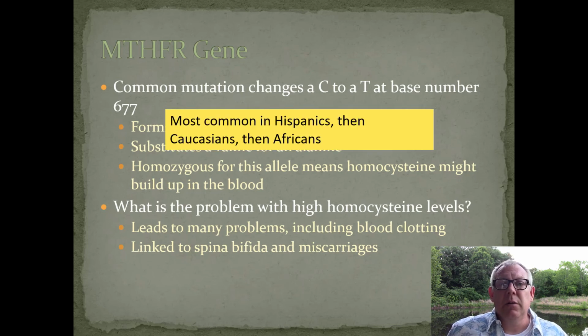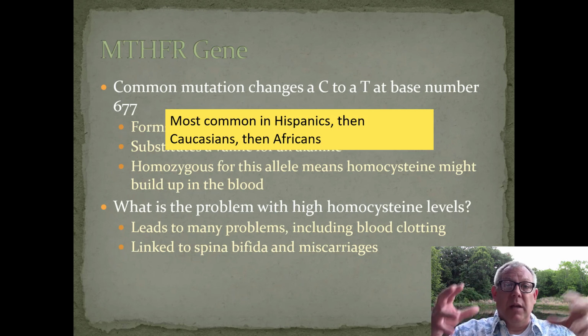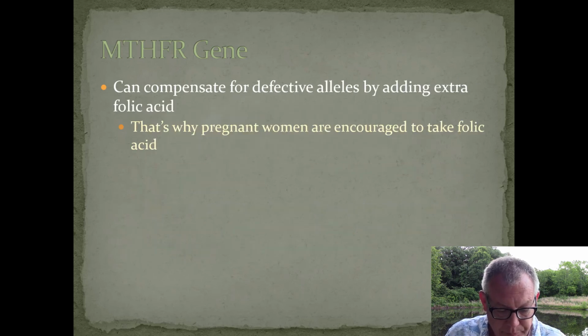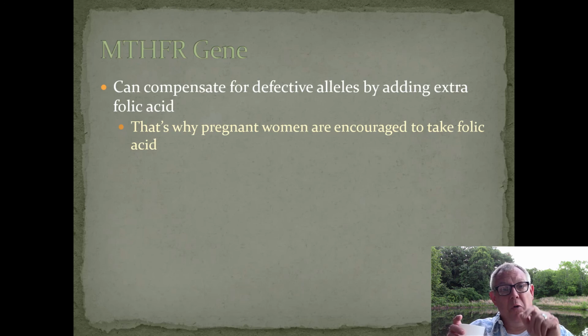So this allele is most common in Hispanics, next most common in Caucasians, and then Africans here in the United States, I think. So again, you'll see these genetic disorders. We know that certain groups tend to get more genetic disorders based upon where their ancestors evolved, and this is an example of that. So remember that folic acid is a cofactor.